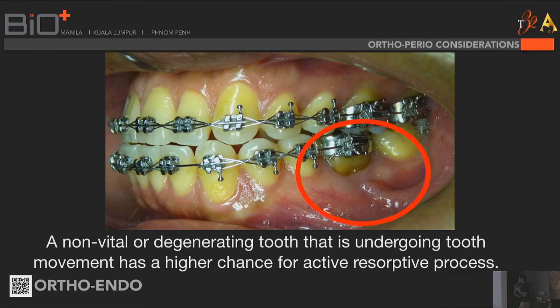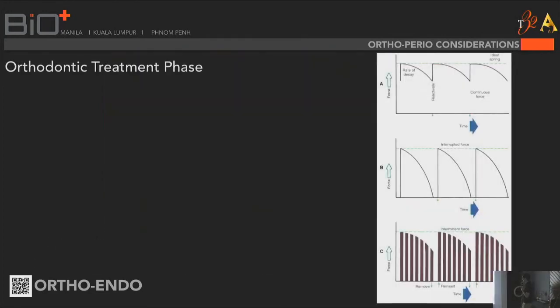Okay, so a non-vital or degenerating tooth that is undergoing tooth movement has a higher chance of an active resorption process. Therefore, we cannot move teeth that are endodontically compromised. So we have to look out for fistulas like this. For this patient, there was a delay in finding out that the patient had a fistula. It had been there a long time, but I just wasn't able to discern it because of its proximity to this frenum. All right, so we have to treat it first and then do ortho.